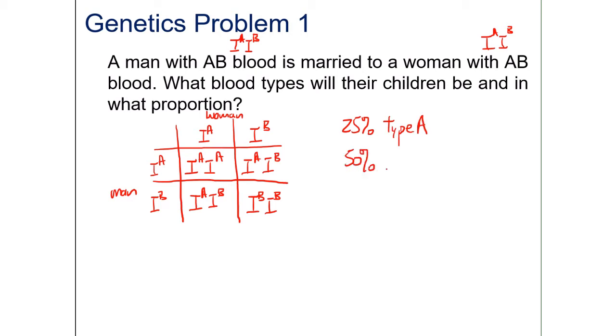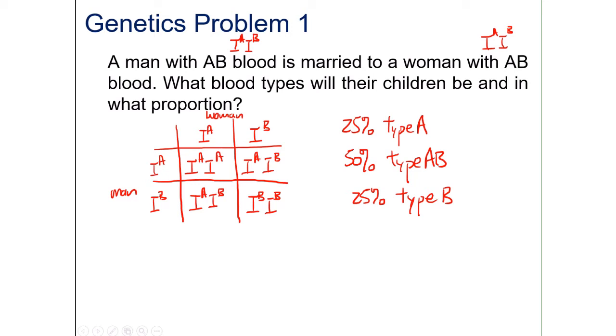50% chance will have AB blood, right, because 2 out of the 4 boxes is AB. And finally, 25% chance of type B. So it's interesting to see here, if the man is AB blood and the woman is AB blood, then they're not going to be able to produce a type O child.